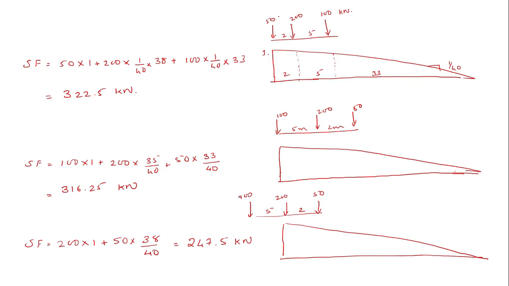And there is one position in which 50 is here, that will anyway be smaller, so we will neglect it. So as such, you can see that this corresponding load position will have the maximum value of 322.5 kilonewton of shear force. Similarly, you will get the same thing at the other end of the support also. So this is how you find the absolute maximum value of shear force. Next, we find the absolute maximum value of bending moment.